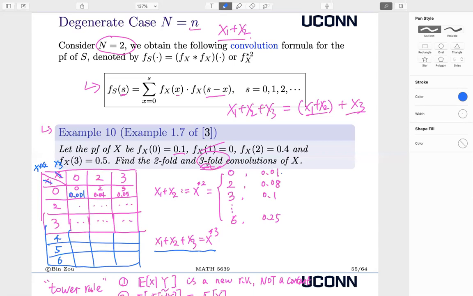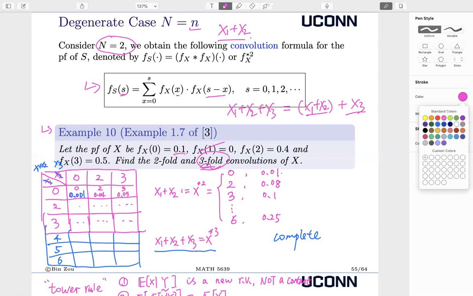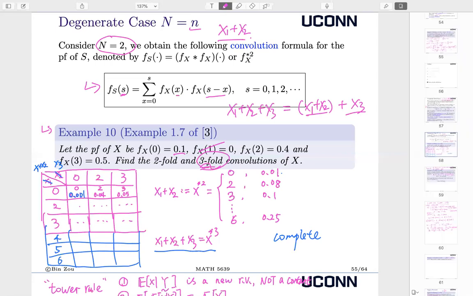If you have the textbook, it's example 1.7. Please complete this example. With all the hints I gave you, I believe you should be able to complete it. But nevertheless, let me know if you can't, okay?